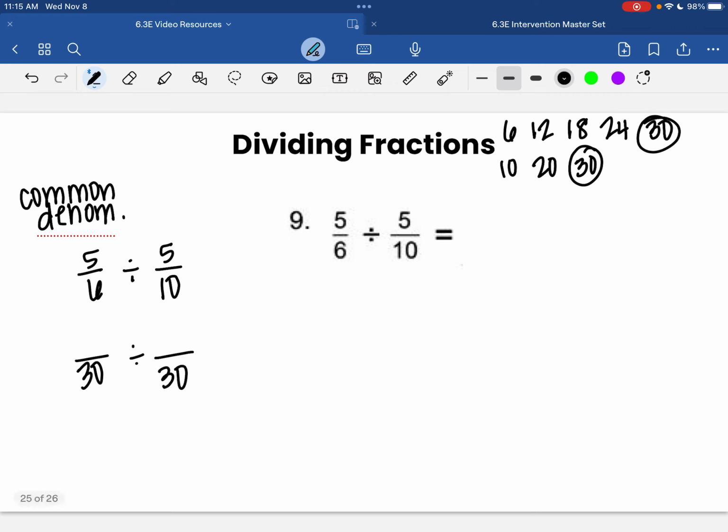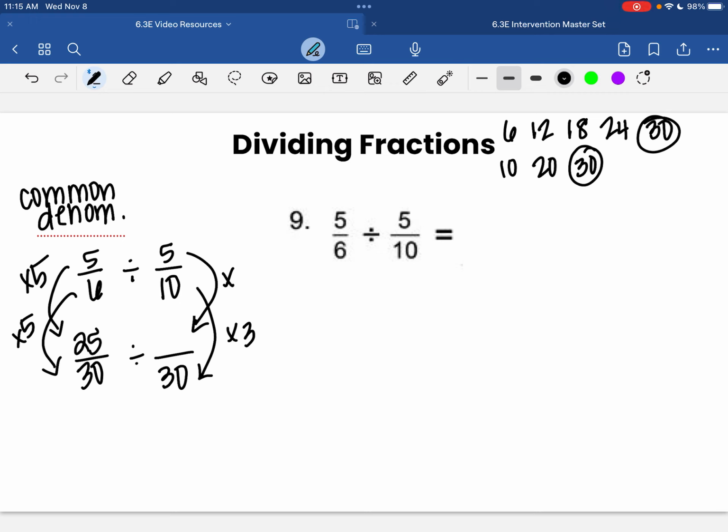So I'm going to rewrite these fractions using a denominator of 30. So I know it takes me 5 groups of 6 to get to 30. So it will take me 5 groups of 5 to get to my new numerator. And it takes me 3 groups of 10 to get to 30. So it will take me 3 groups of 5 to get to my new numerator. And now that my denominators are the same, I can just divide straight across and see that 25 divided by 15 will be my answer.